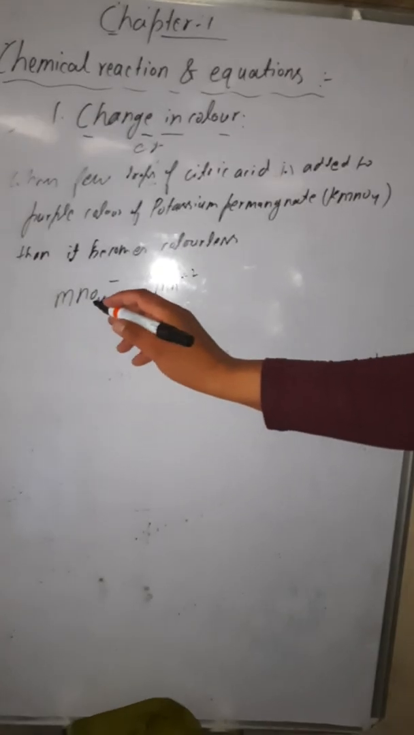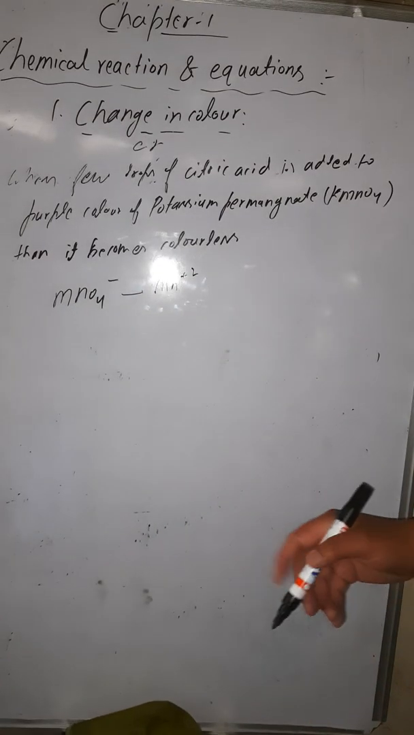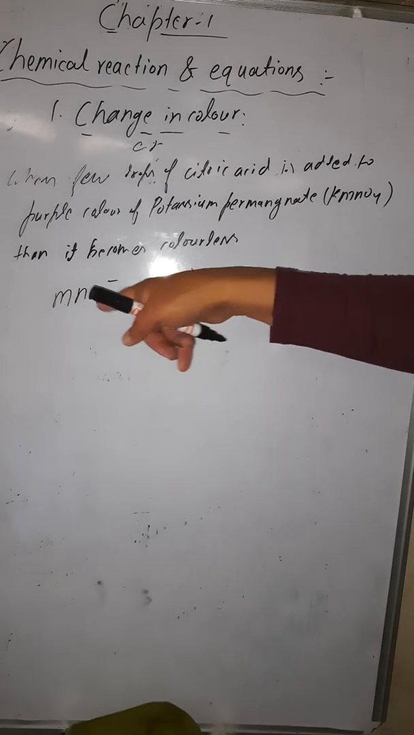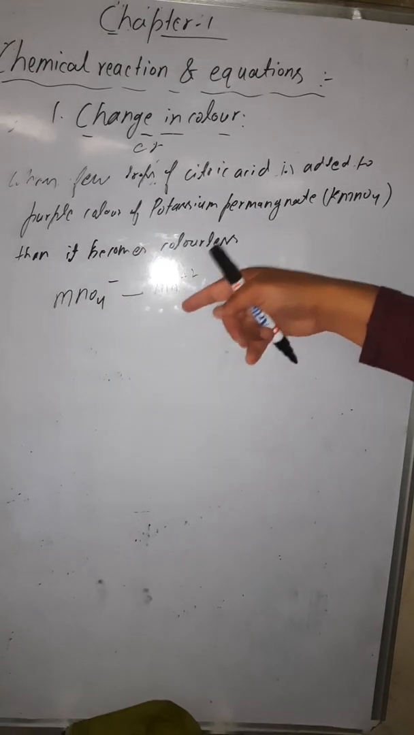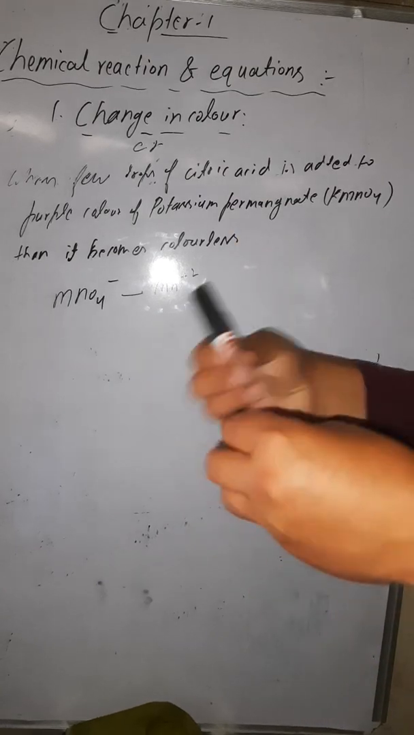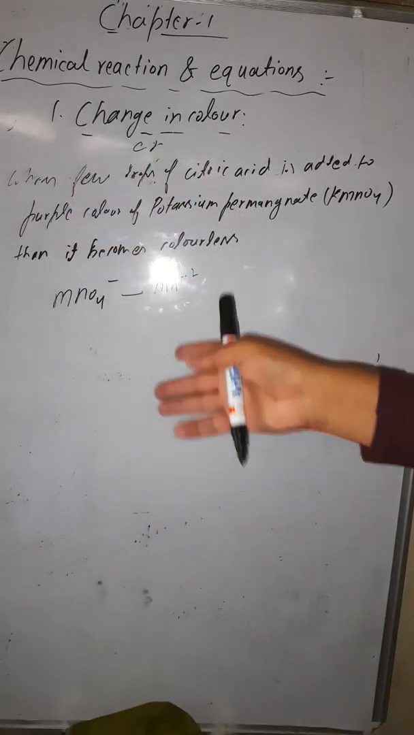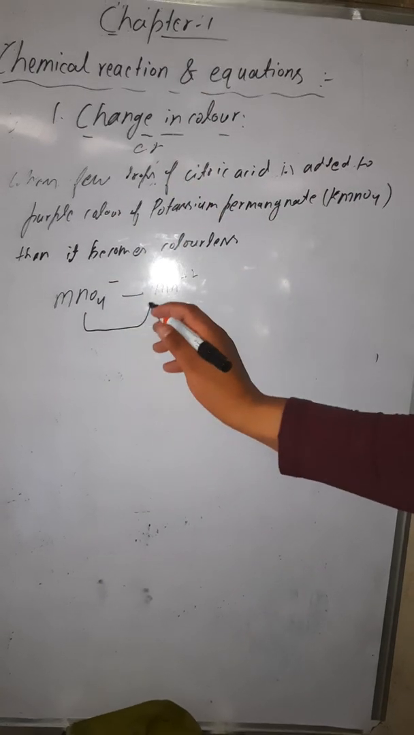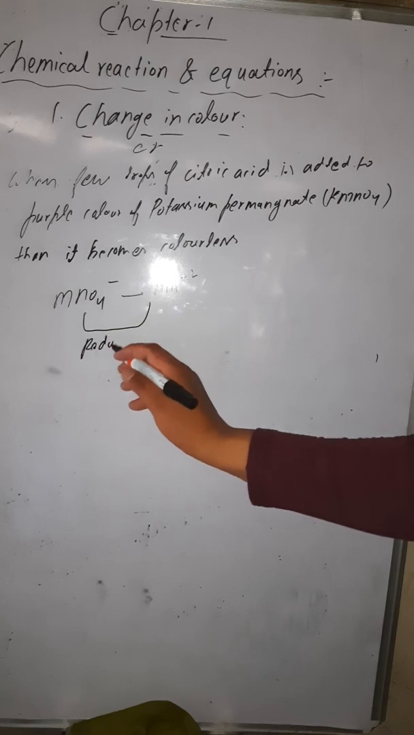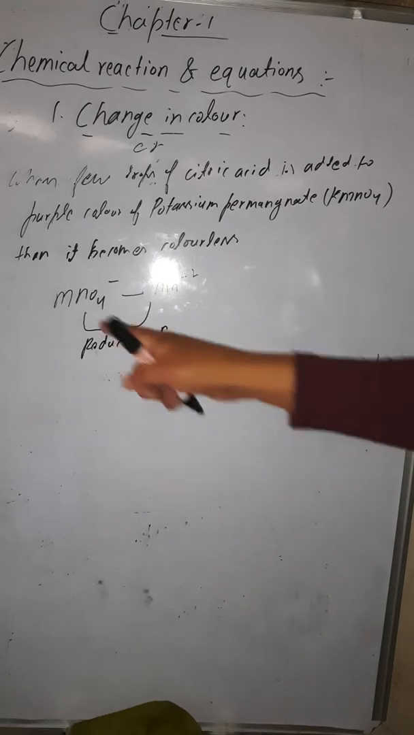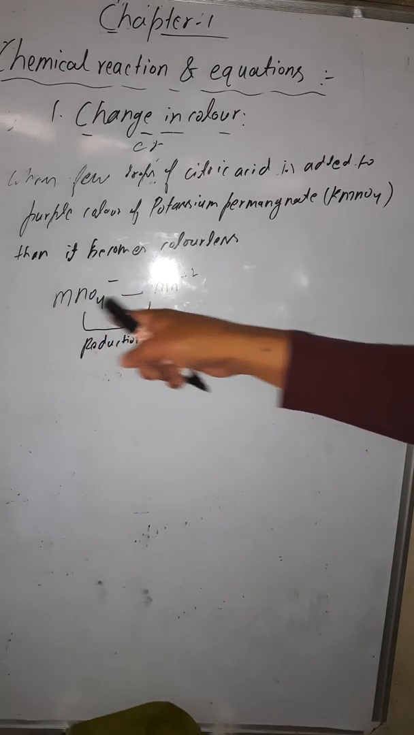You can see the oxygen has been removed from here. MnO4 negative had oxygen. Now it is changing while you are adding the citric acid, so MnO4 negative will be changed into Mn2 positive. So oxygen has been removed here. The reaction where there is removal of oxygen is known as a reduction reaction. So this is an example of a reduction reaction, because oxygen has been removed here.